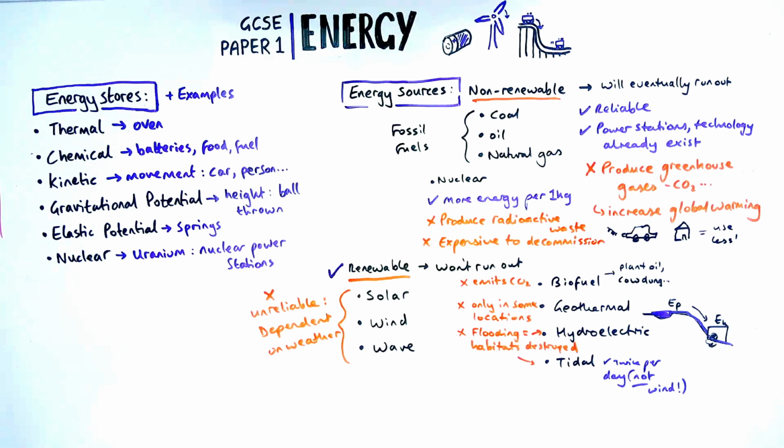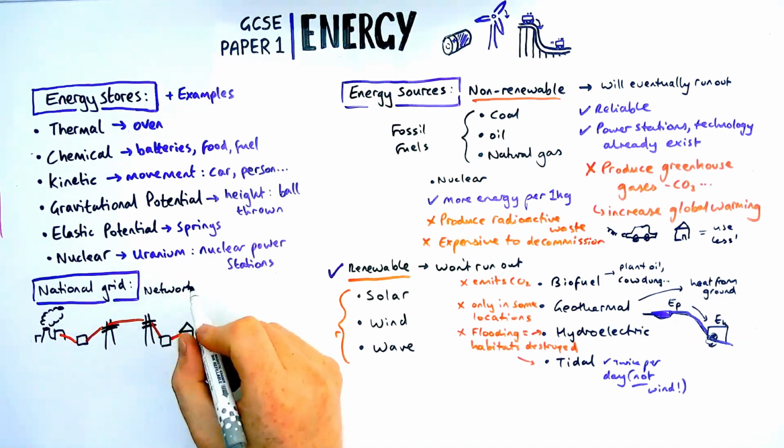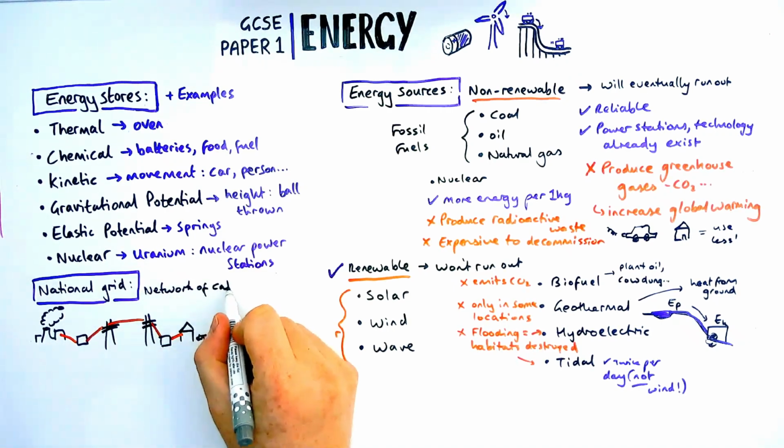Tidal power has the same issue, but is different to wave power. People often get confused. It does not rely on the waves, it relies on the tides, which are quite reliable twice a day. All these energy sources can be used to provide electricity in the UK via the national grid.